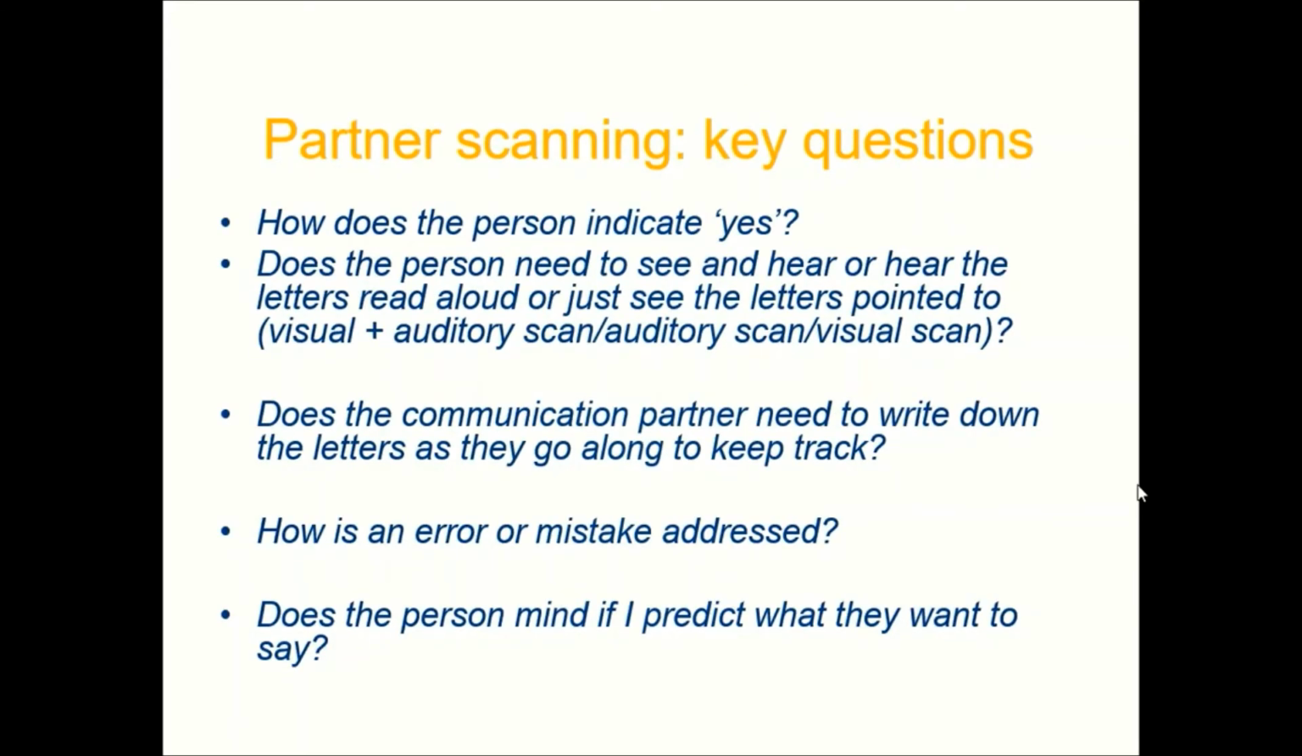Key things to think about when using partner scanning. As I said, how does the person indicate yes? Does the person need to see and hear the chart, or hear the letters read aloud, or just see the letters pointed to? So essentially, if you've got someone that's got a hearing problem and they can't hear you scanning, they need to be able to see you really clearly visually scanning with your finger. So you're pointing at each row and letter going through, or the other way around. So if a person's got a visual impairment, make sure they can hear you nice and clearly, and you're going nice and slowly and giving audible options for them.